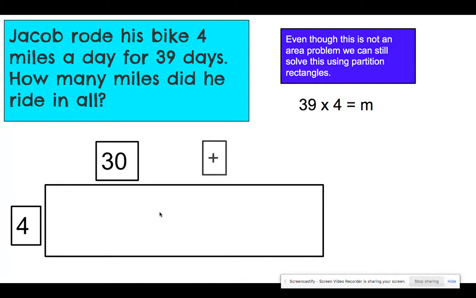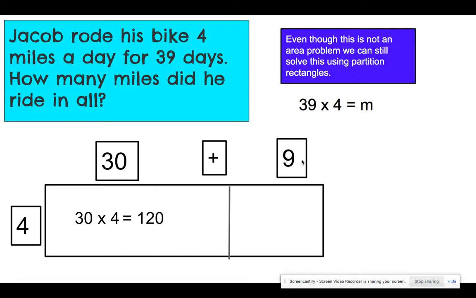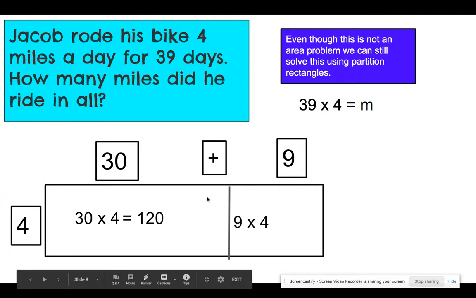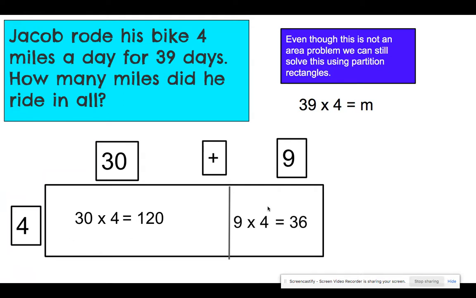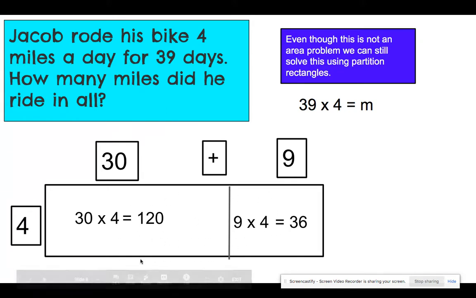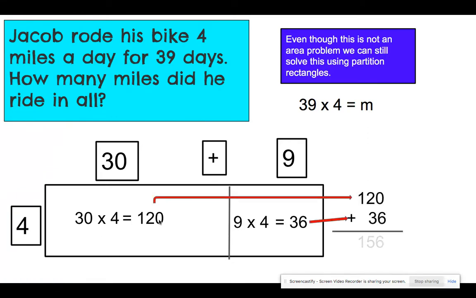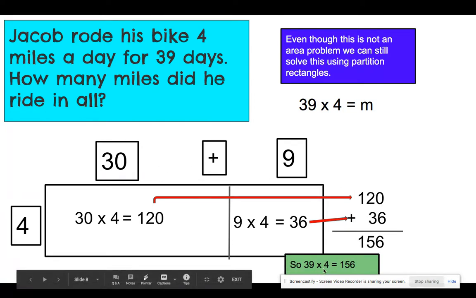So 30 plus 9 equals 39, right? So 30 times 4 in this box here, that I know equals 120. Now over here, I'm going to have to go 9 times 4. That gives me 36. So now we're going to add both of these boxes together to get the whole piece, right? So we're going to go 120 plus our 36 to get 156. So, my friends, 39 times 4 equals 156.